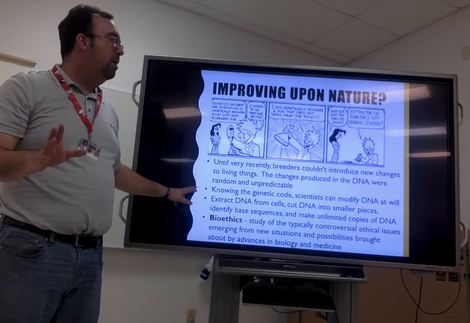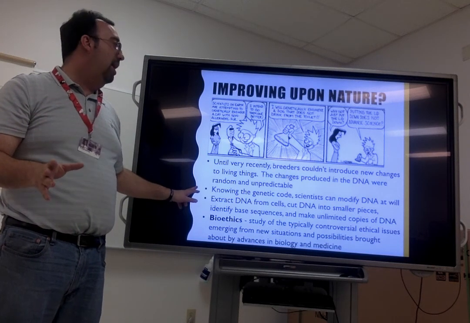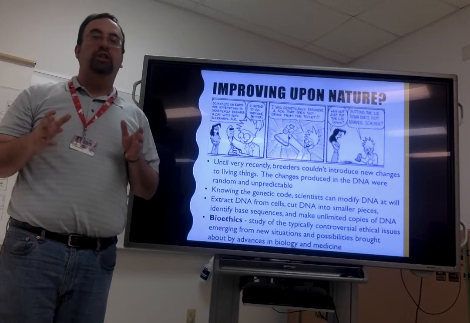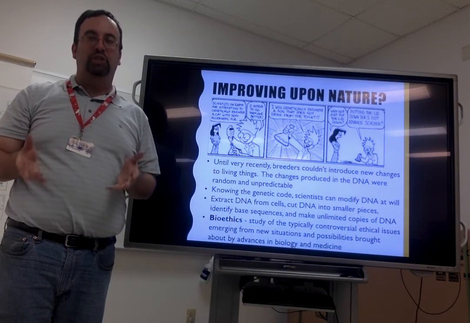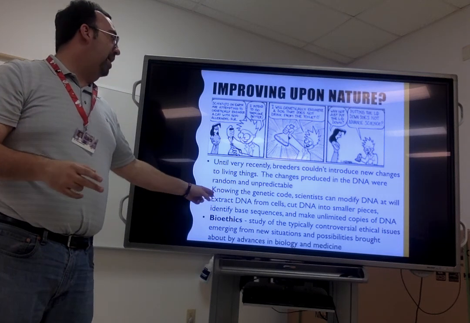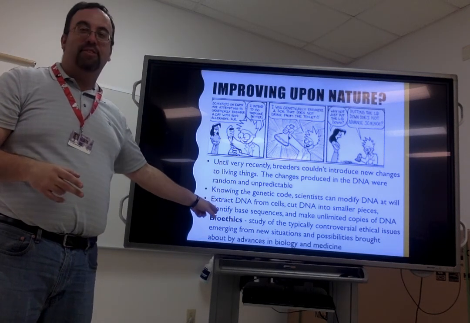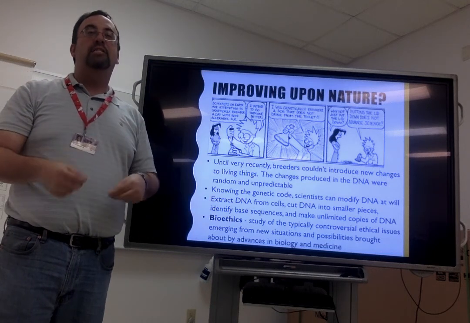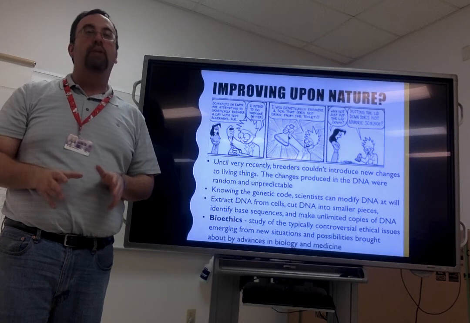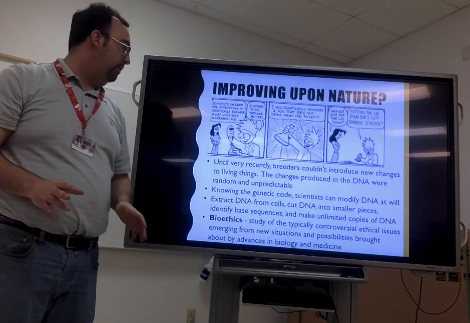Scientists can modify DNA at will, and what they typically do is take a gene of interest, which again, as you remember, genes are made up of DNA. They'll cut out the DNA, they'll then identify the base sequences, and then they need to make lots and lots of copies of the DNA. And we'll talk about what PCR is here today as well.